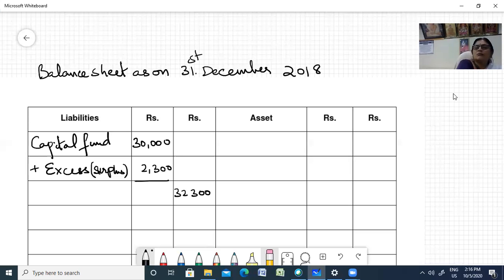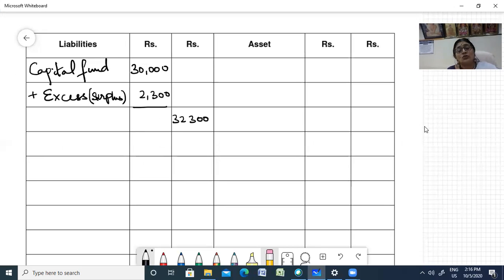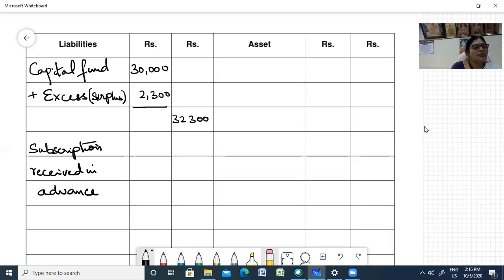Then what are the other things that will come to your liability side? So in the problem, we had 2017, 2018, 2019 subscription received. So current year you have taken in the income and expenditure account. You have 2019. That means you have received in advance. So subscription received in advance is how much? Subscription received in advance 16,000.